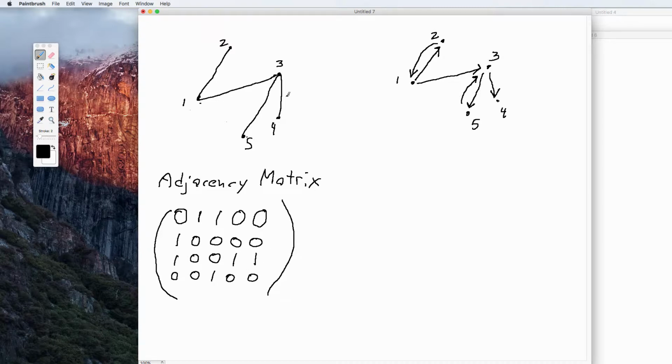And we can see that 5 is connected to 3, so there's a 1 here, zeros there. And we can see that what we have here is the adjacency matrix for this graph here.